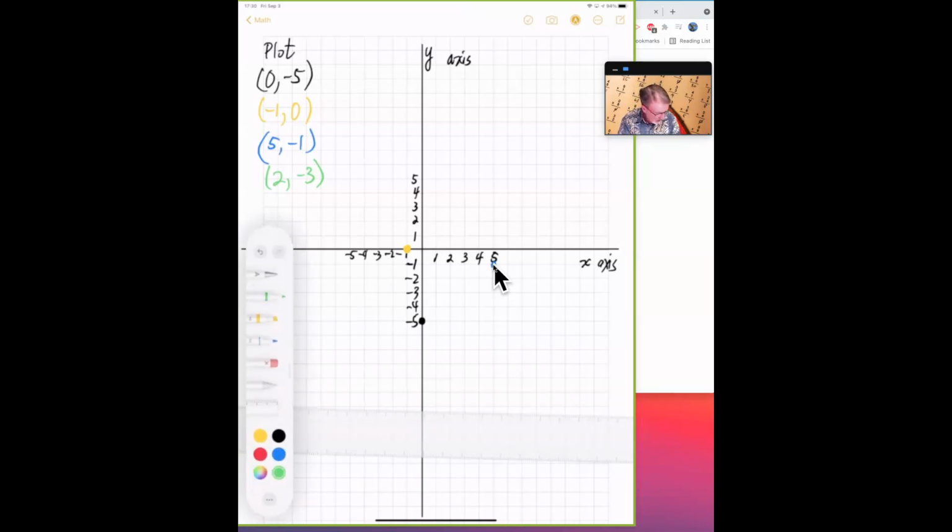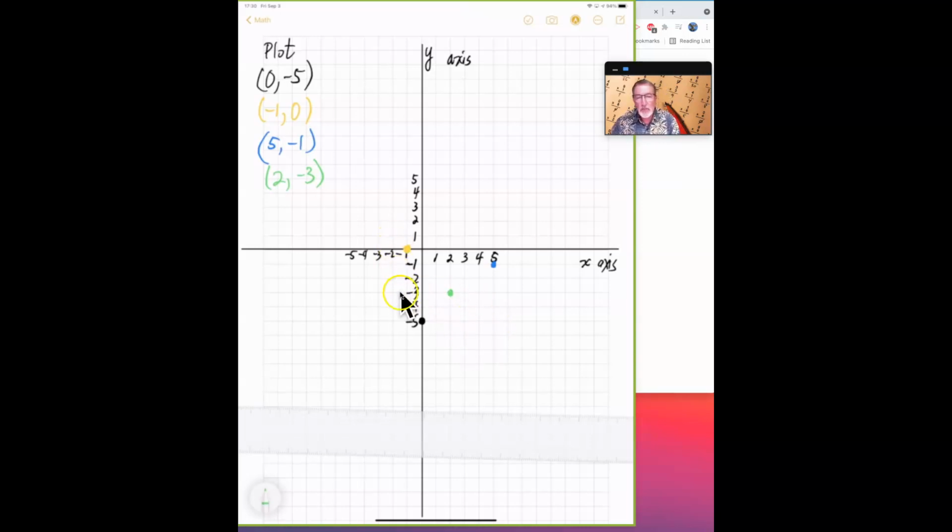And our last point is this green one. It's 2, -3. So the first one is always x, so we come out to the 2. And then we count down on the y-axis. We have a -3 for the y coordinate. We're going to come down 1, 2, 3. So right here is 2, -3, right? Yes.